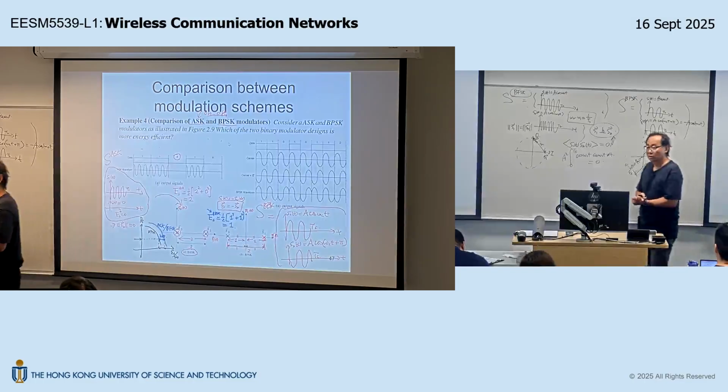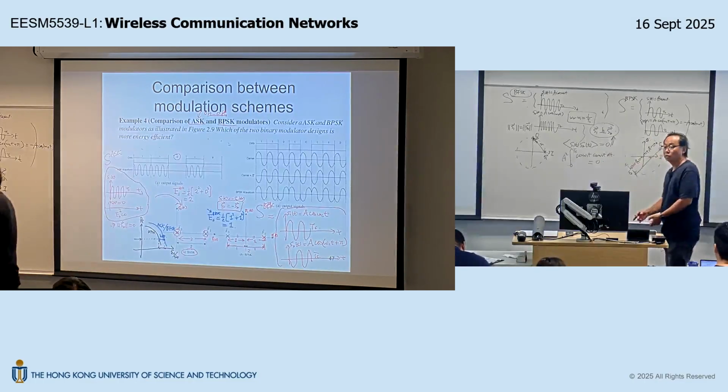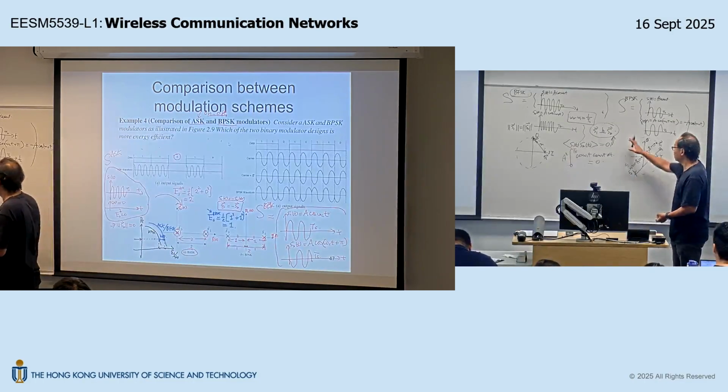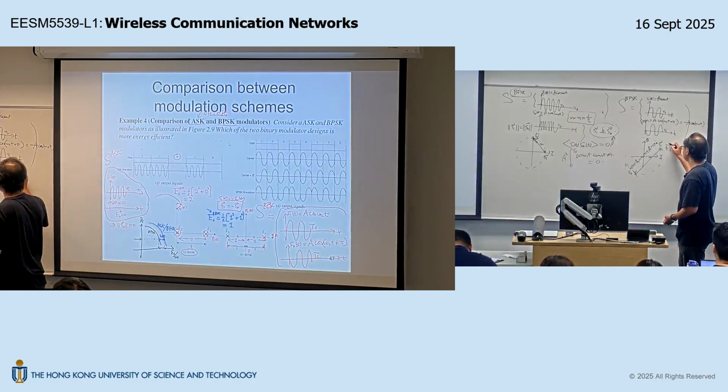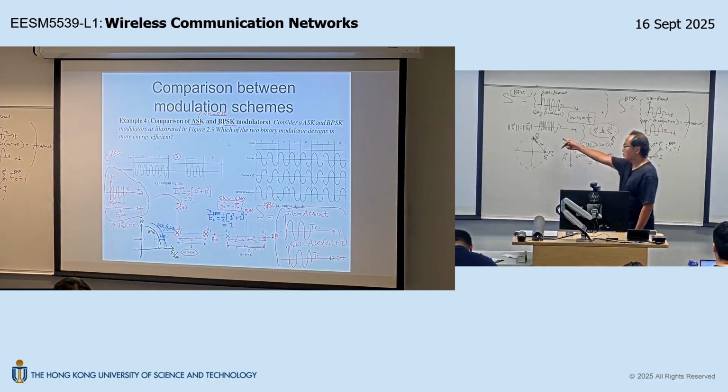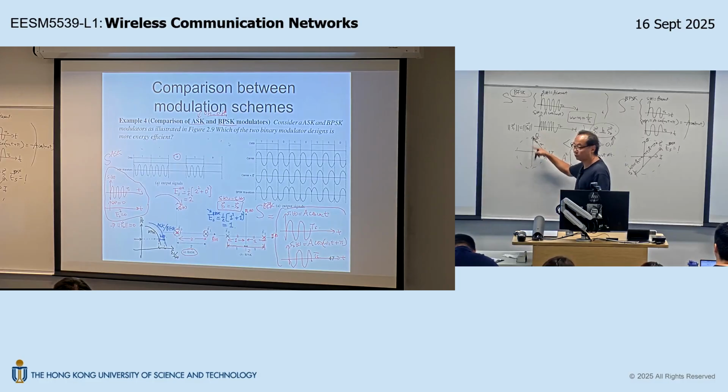Now the remaining step is to figure out which one consumes less energy. We know the average symbol energy for BPSK is 1 unit. What about this one? Well, to figure out the energy, we need to figure out this psi first. This is an isosceles triangle, right?